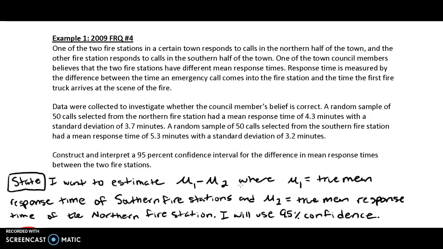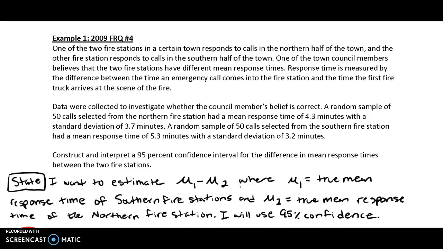Alrighty, so in my state part, I want to estimate mu1 minus mu2, where mu1 is the true mean response time of the Southern Fire Station, and mu2 is the true mean response time of the Northern Fire Station, and I'll do so with 95% confidence.